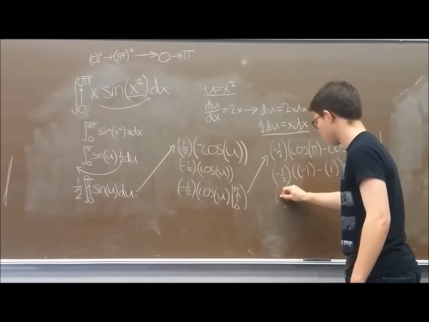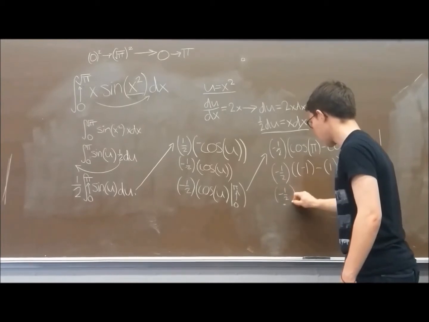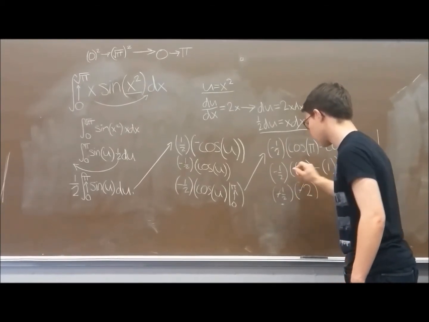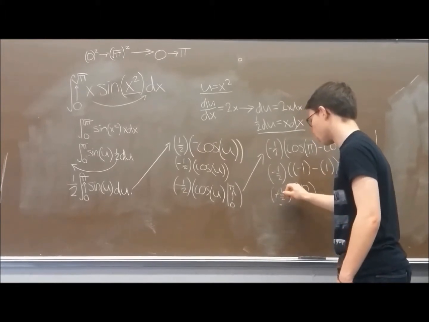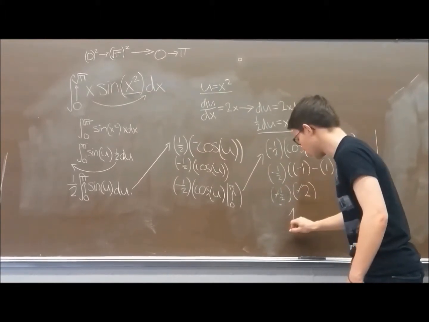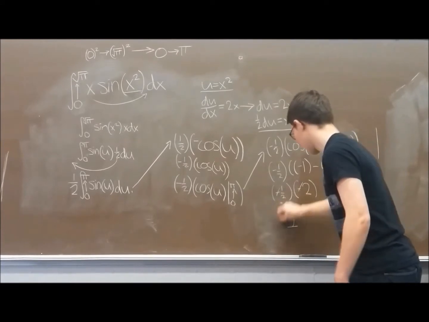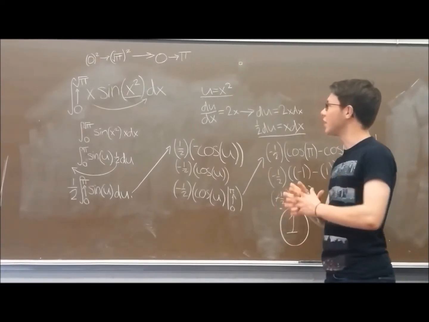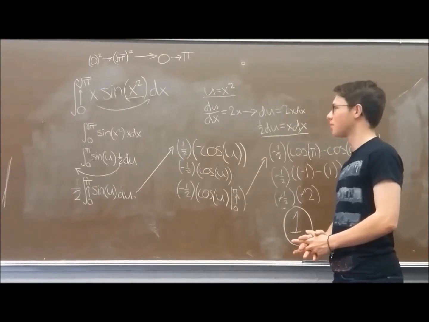So you'll get -1/2 times -2, and then your negative signs cancel out. So you're left with 1/2 of 2, which equals 1. And there's your answer. That is a completed U-substitution problem.